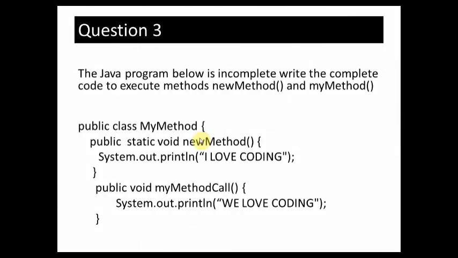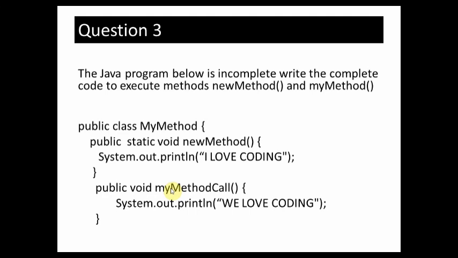Okay, question number 3, the Java program below is incomplete. Write the complete code to execute methods new method and my method. Now the name of this class is my method. You can see it from here, and within this particular class, we can see two methods here. We have public static void new method, and then we have another one that is public void my method call. Now the first one is static again. That's one thing you must note, and the other one is not static.